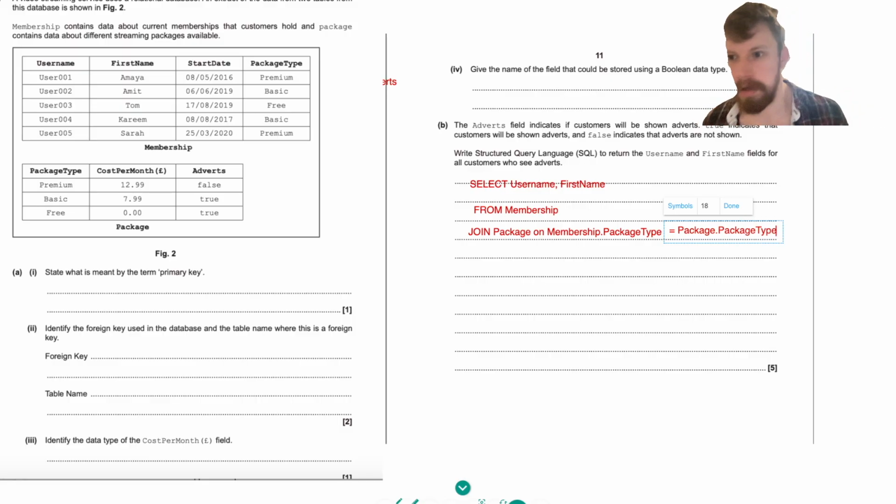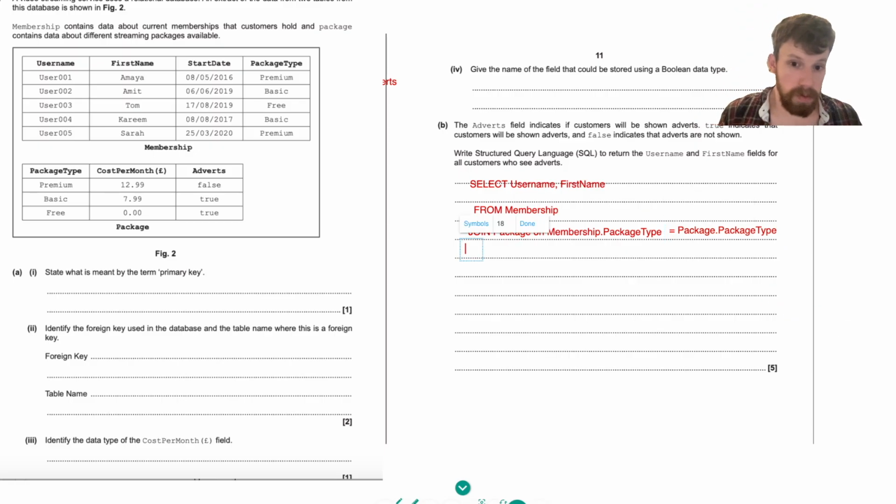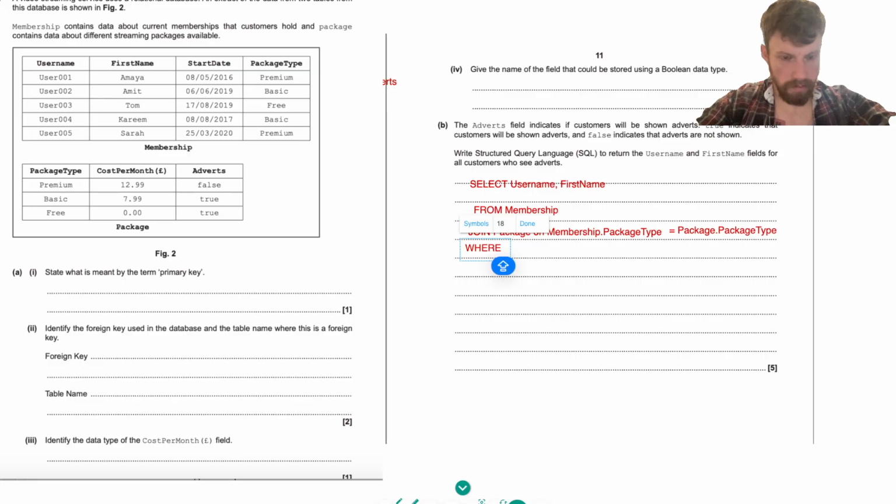Okay, so that's good. And then the final thing we need to do is put the where part. So we're going to put where. I can't even remember what the thing was. It was adverts equals, and then it's going to be true.